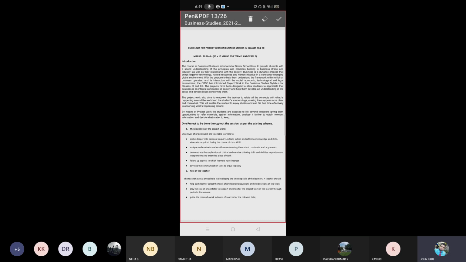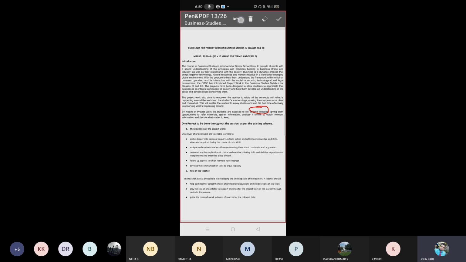Okay, this will enable the student to enjoy studies and use free time effectively in observing what is happening around. During your free time, you will be able to develop your knowledge about what is happening around the business and the world. By means of project work, the students are exposed to life beyond the textbook. Whatever we are studying, apart from that, you will get experience.